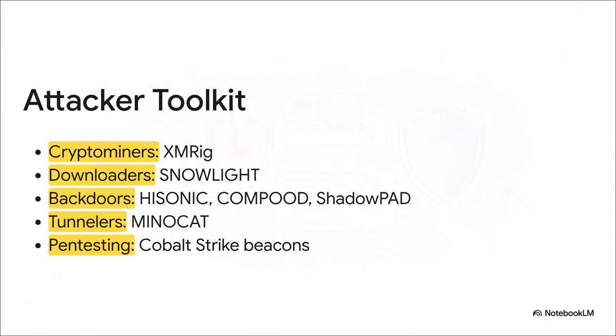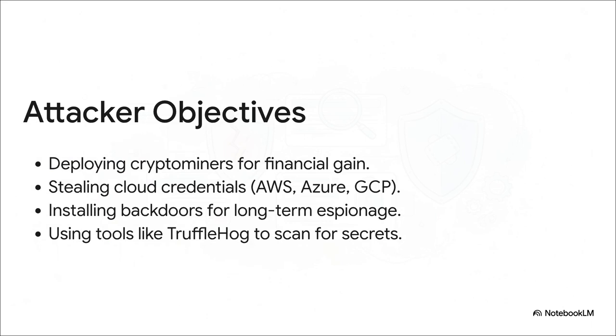And once they're in, attackers are opening up a whole bag of tricks. We've seen everything from crypto miners like XMRig, which just steal your server's power to make money for them, all the way to sophisticated backdoors like Hyssonic and Shadowpad, which are often used by state-sponsored spies. They use other tools to download more malware and to hide their traffic. It's a full-spectrum assault. So, what are they after?